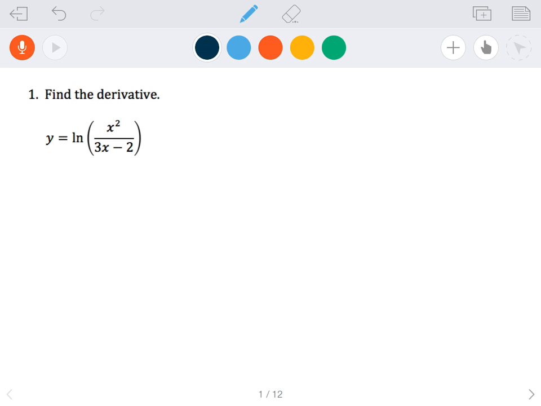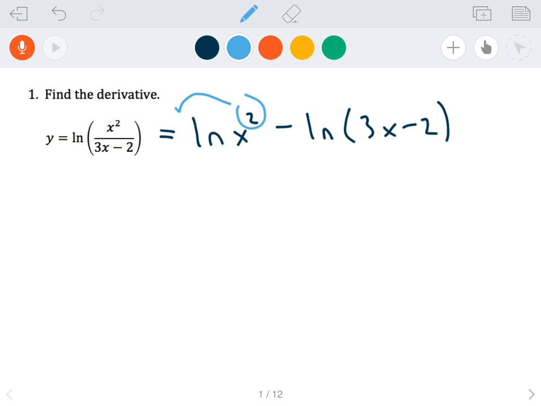Now the hard way would be to do a quotient rule within a chain rule. The easy way would be to rewrite the natural log first, which is the first thing you practice on your homework, rewriting natural logs. So let's apply that here. I can rewrite a quotient as a difference. I can rewrite this as the natural log of x squared minus the natural log of 3x minus 2. I can even take that one step further. I can take this power and move it out front. So I can rewrite this as 2 natural log of x minus the natural log of 3x minus 2.